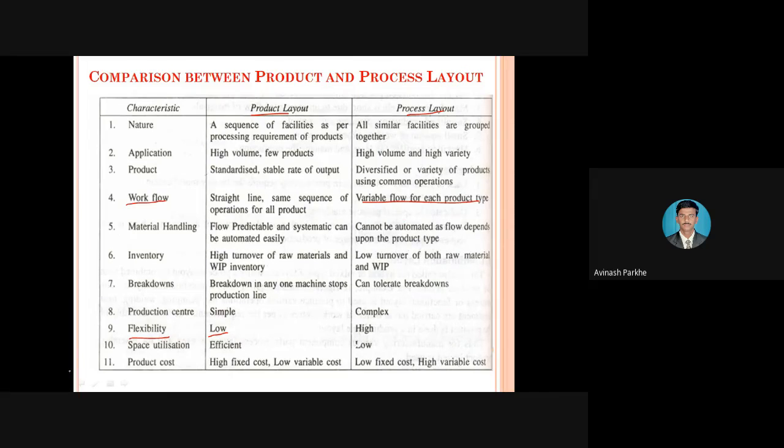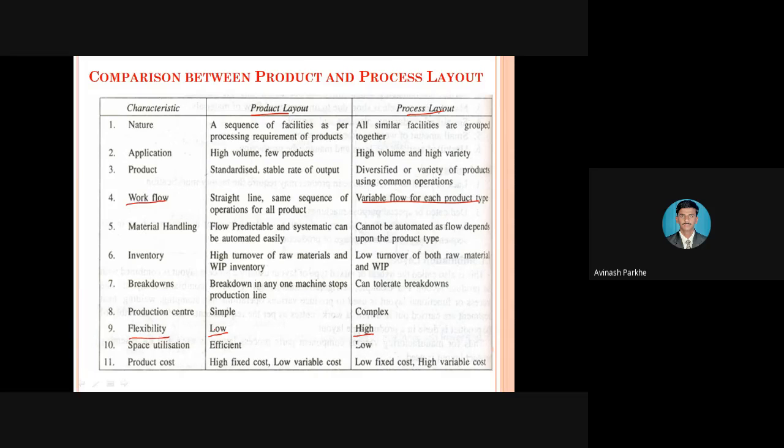But maximum flexibility is given in the case of a process layout, because if the sequence of operations changes, that sequence of operations or machines will not affect the process type of layout, because in the process layout the machines are not arranged in sequence. All similar types of machines are grouped together. But in a product layout, the machines are arranged in proper sequence as per the requirement of the product. So this is the basic comparison between the product layout and the process layout, taken through these 11 points.